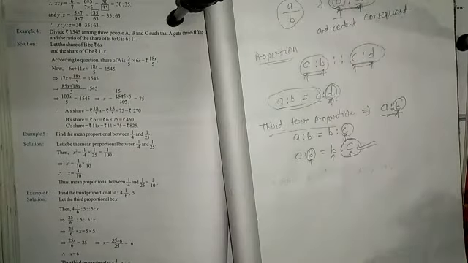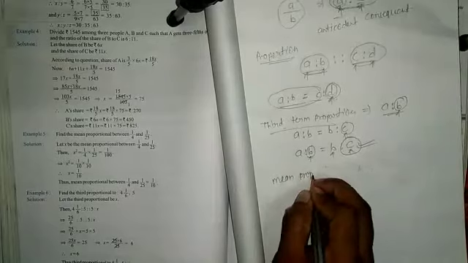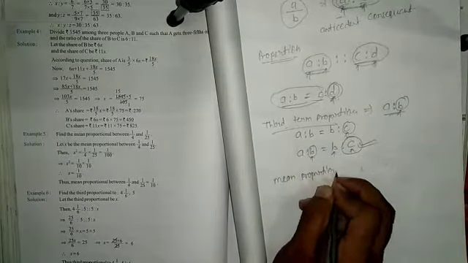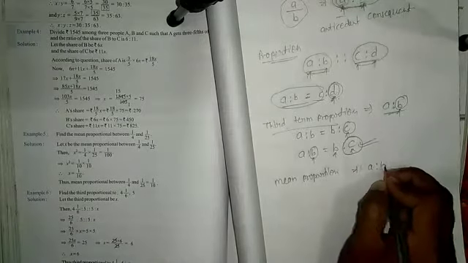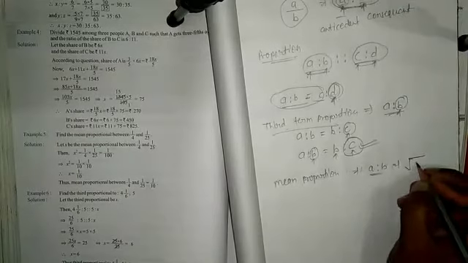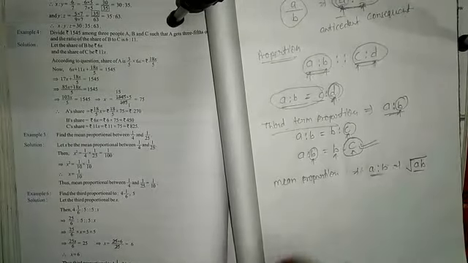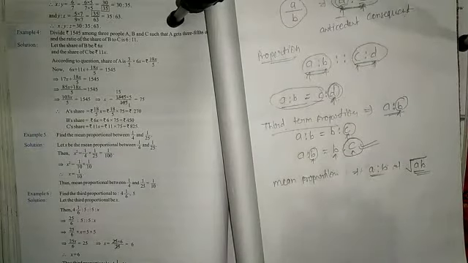Now we will talk about the mean proportion. How can we find the mean proportion? Suppose A ratio B are the two values given. Then we simply apply this formula: root under root AB, that is, the square root of AB. So this is the formula of mean proportion. Understand? Now we will solve the exercise.